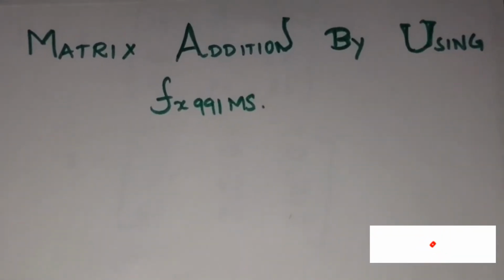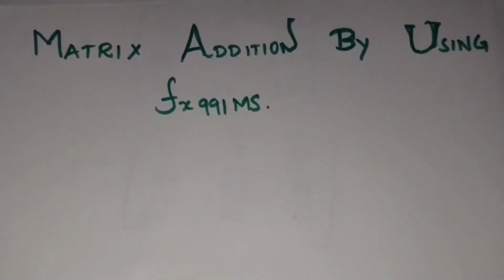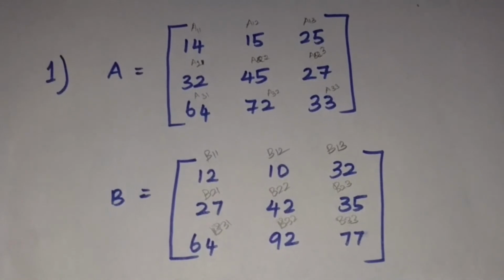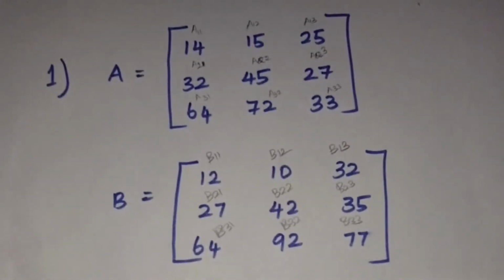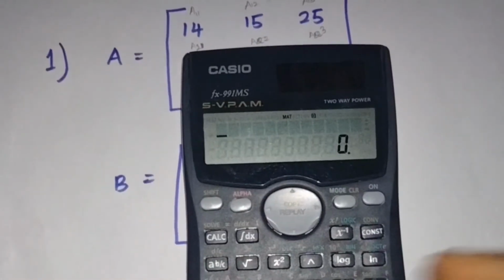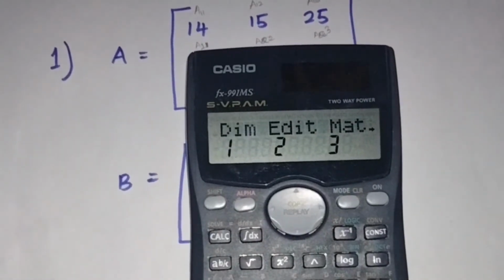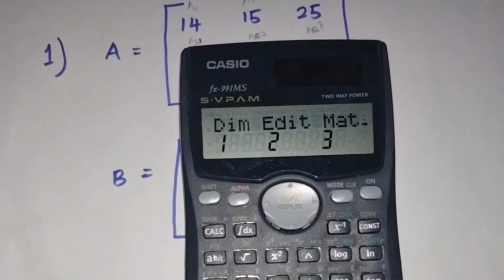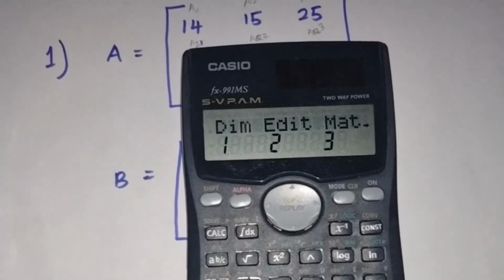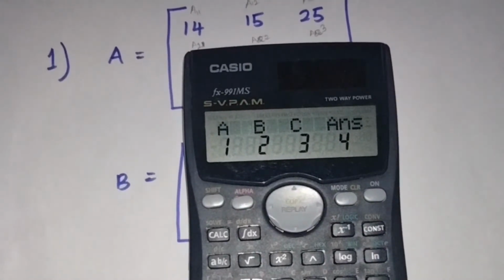The next topic is the matrix addition by using the calculator. So we will see how to find it. Let us consider the same example for the matrix addition. Here we already entered the values of the A matrix and B matrix, right? So you just enter shift 4. After that it will show dimension, edit matrix. We need to find the matrix addition, so press 3. After that it will show A, B, C.